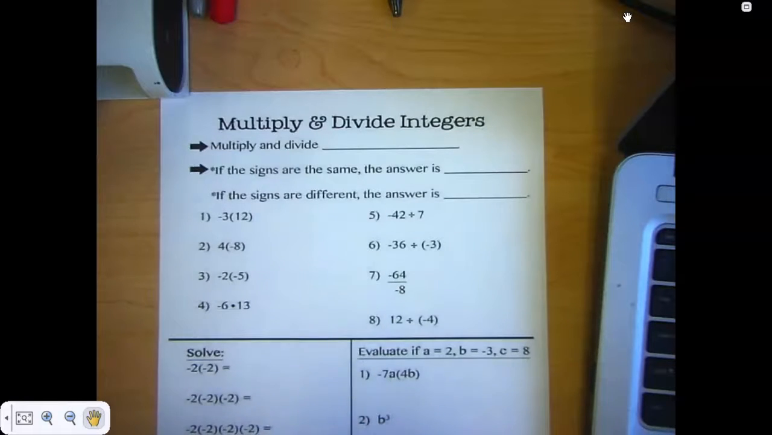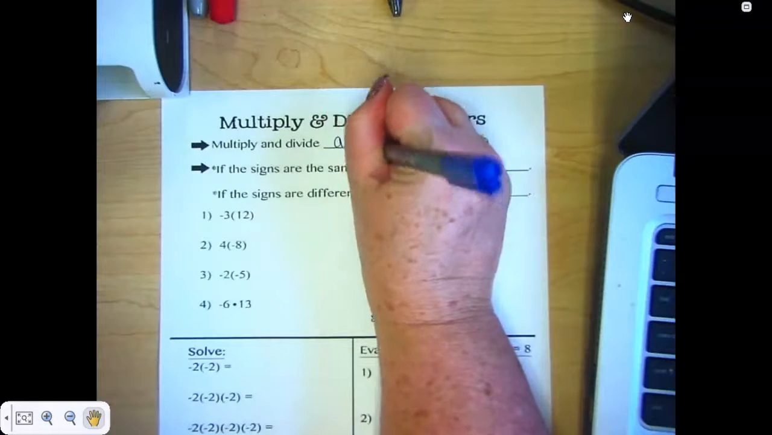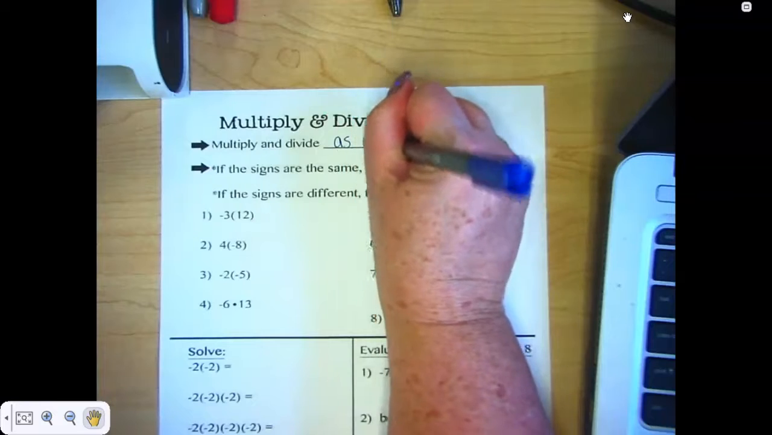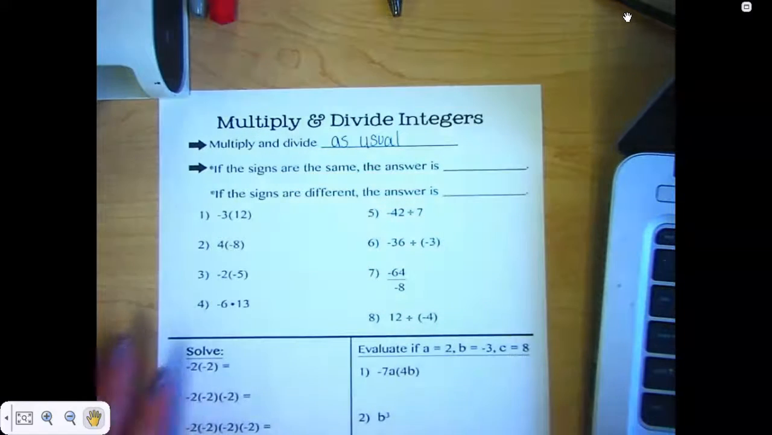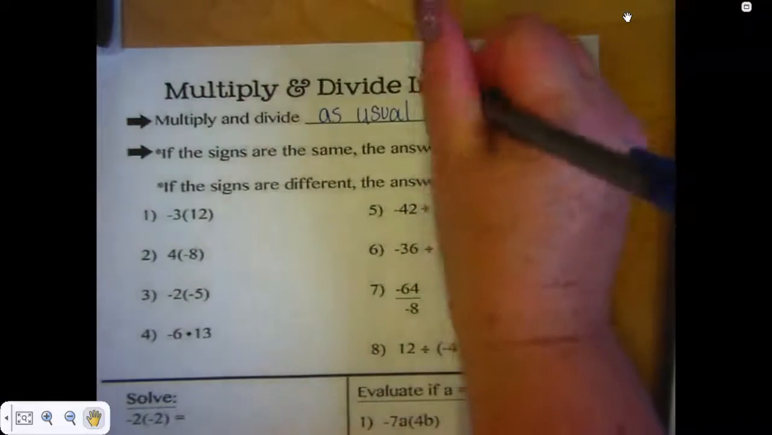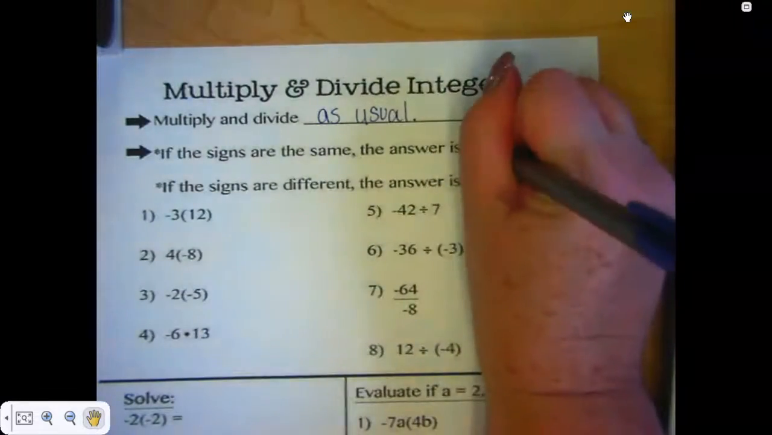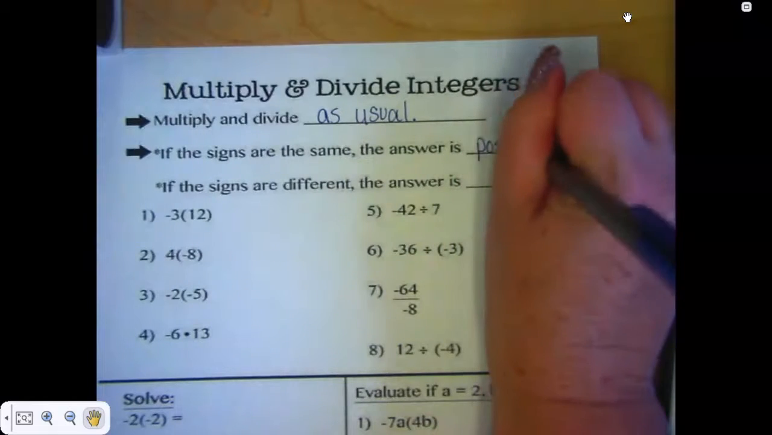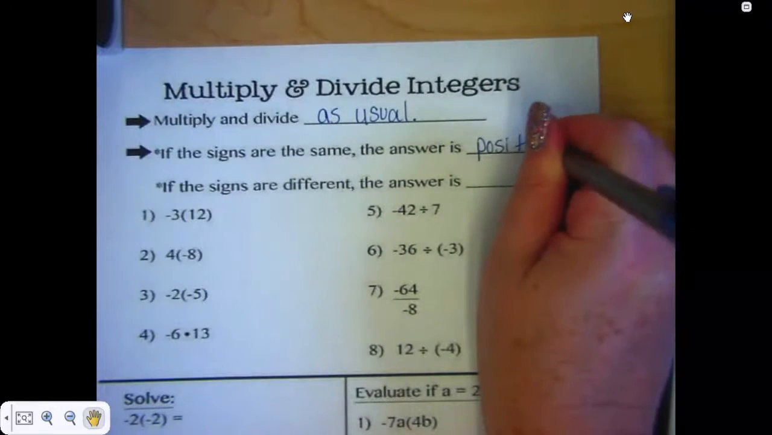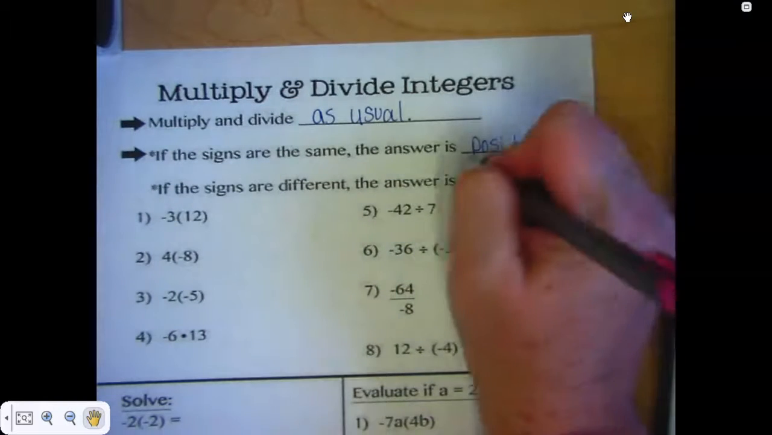All right, so when we multiply and divide integers, you multiply and divide as usual, just looking at the numbers. Multiply and divide as usual. If the signs are the same, the answer is positive. If the signs are different, the answer is, what do you think? Negative. Easy enough?